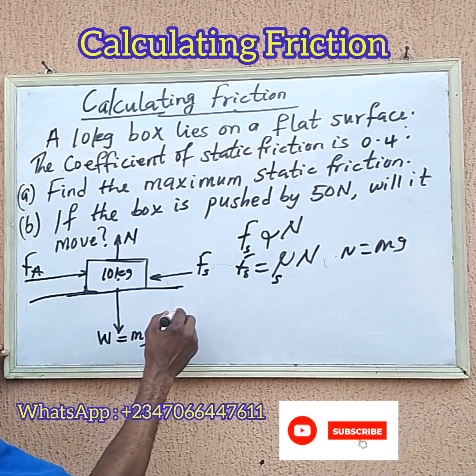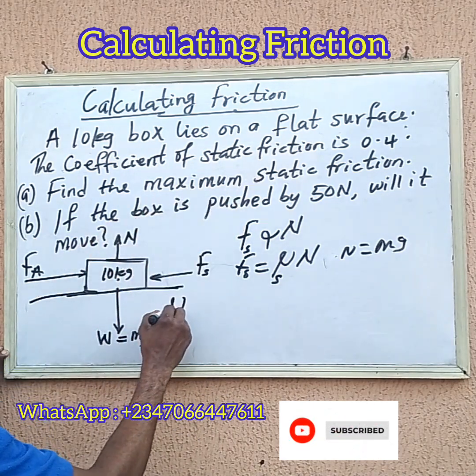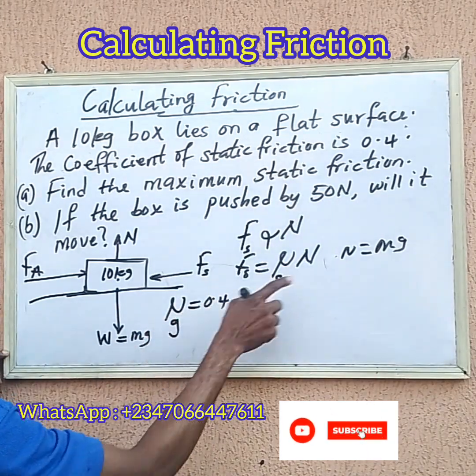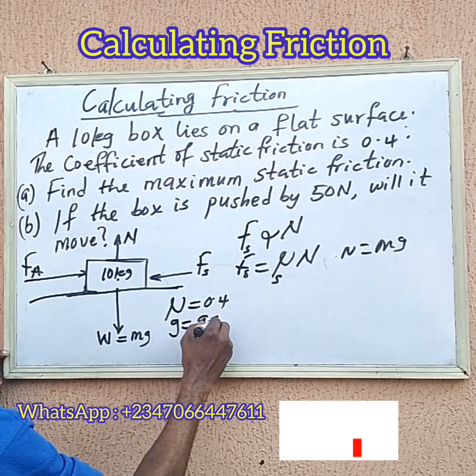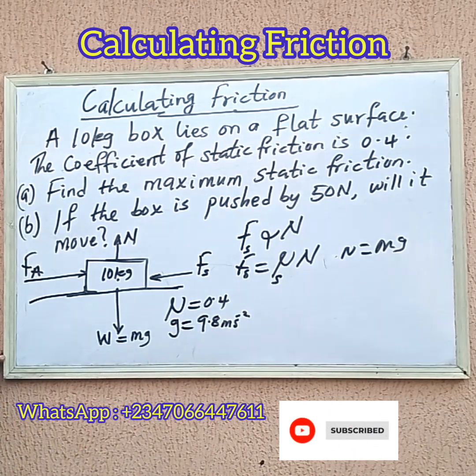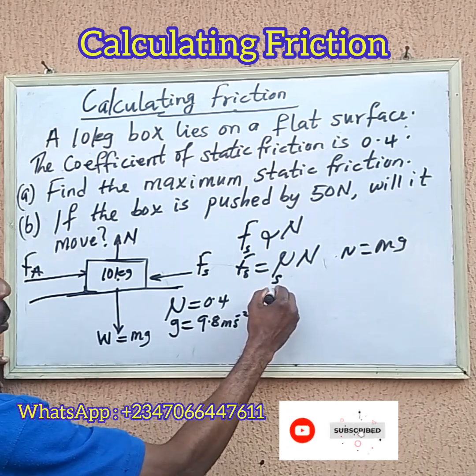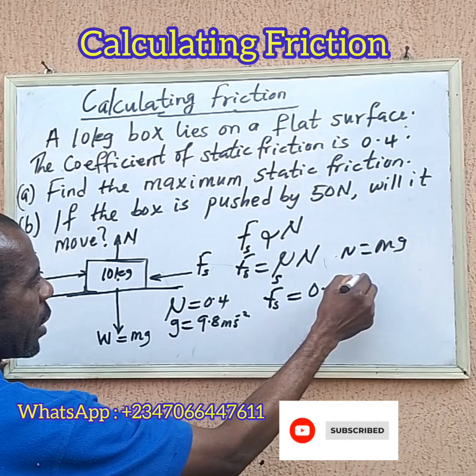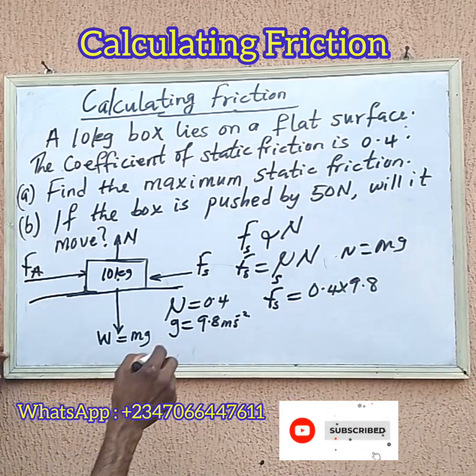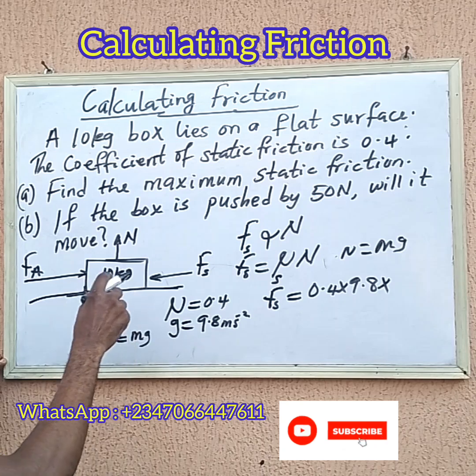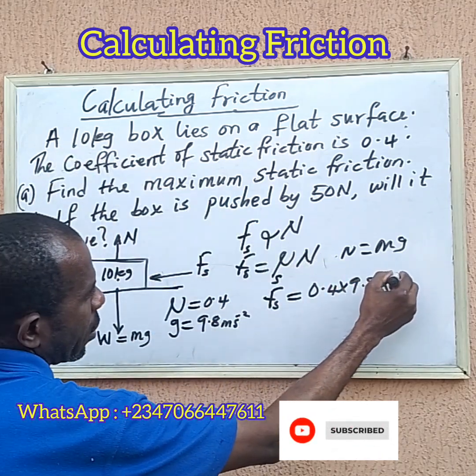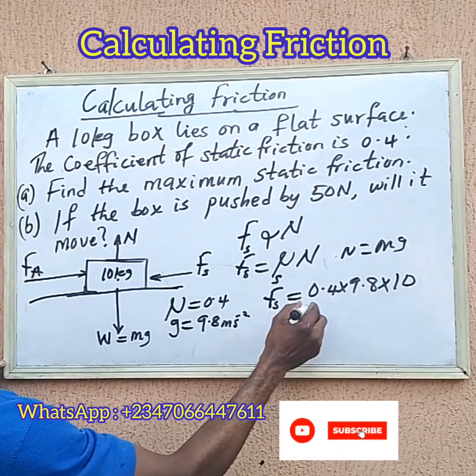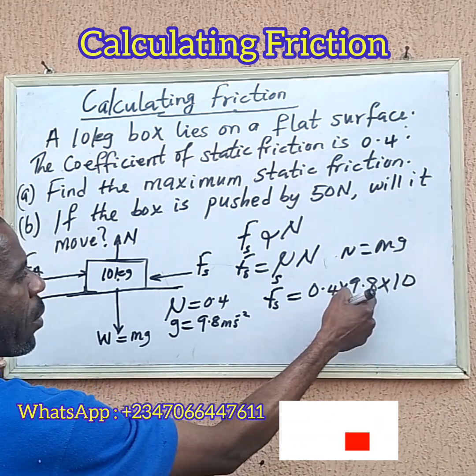Good. Remember that we are given from the question that the coefficient of friction is 0.4. Then we also need g. Let us use 9.8 meter per second squared. So from here, we can just plug in those values. The static friction is equal to 0.4 times 9.8, times, because we are talking about mg, times 10. So that's mg, 10 times this.